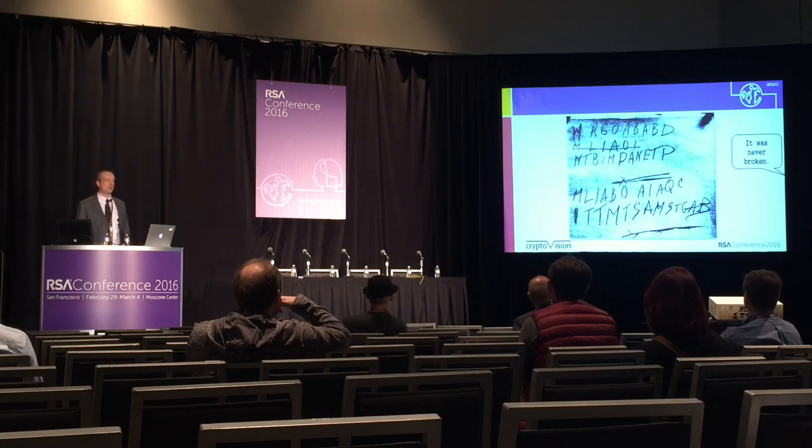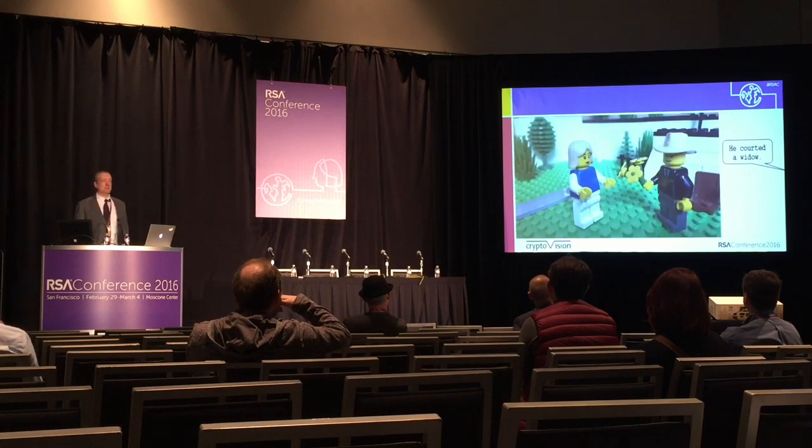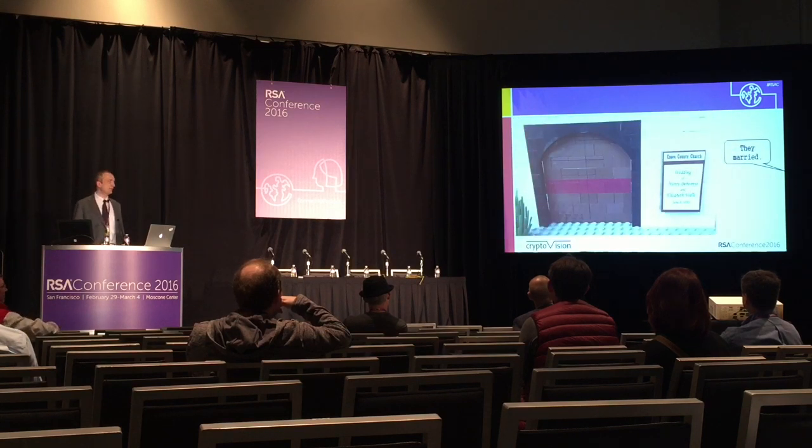Well, let's look at one last historical case. This took place in the 19th century. In 1882, a stranger named Henry DeBosnis appeared in Essex County in the state of New York. And he immediately started courting a woman named Elizabeth Wells. And after only a few weeks, the two married.